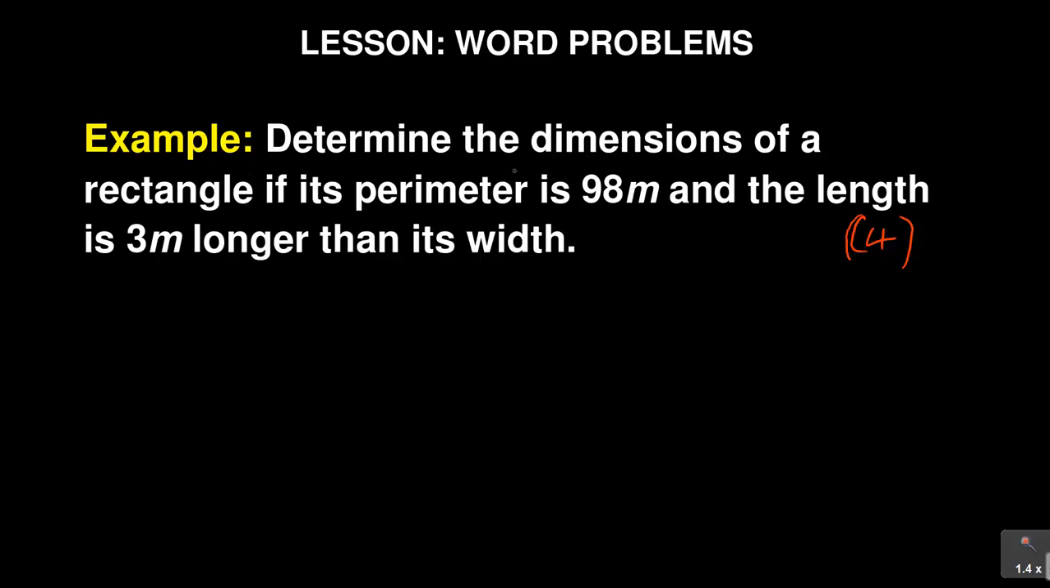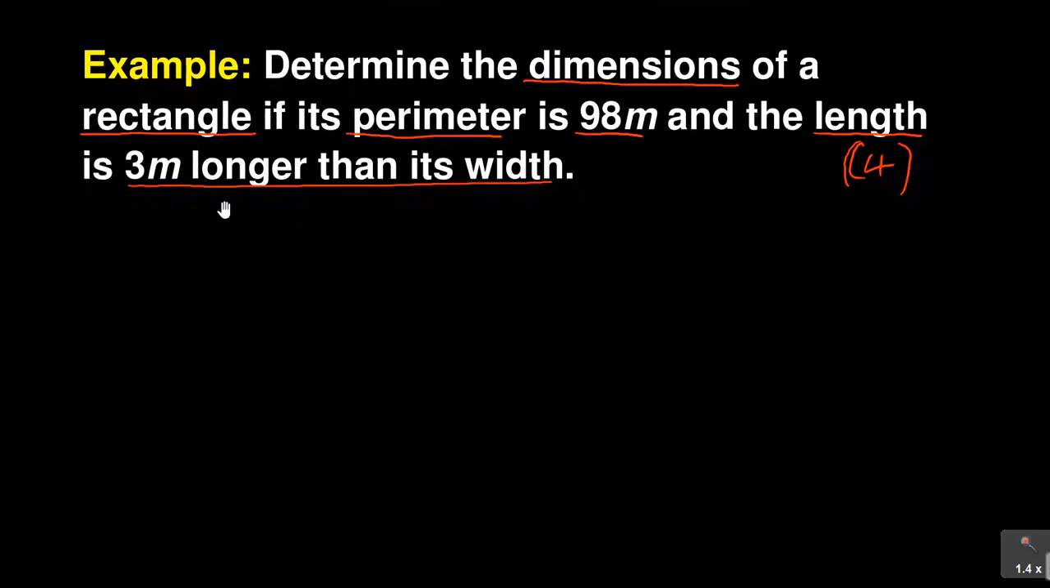It says you need to determine the dimensions of a rectangle, and you are given its perimeter, and you are given the information that the length is 3 meters longer than the width. So we're going to use this information to sketch. It is very important at this stage. You need to come up with a sketch so that you have a picture of what you are working at.